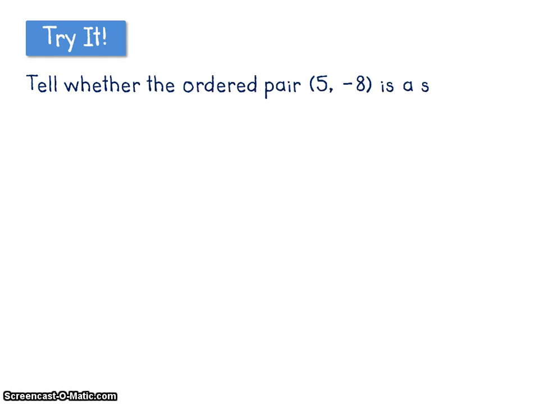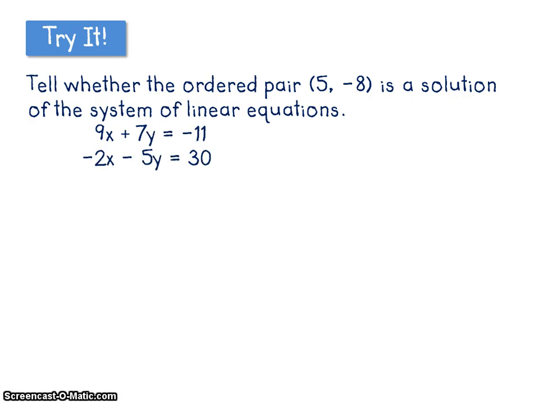Tell whether the ordered pair (5, negative 8) is a solution of the system of linear equations. So 9x plus 7y equals negative 11, and negative 2x minus 5y equals 30. Try this one on your own. Use the guided practice example that we just did together to refer back to if you're getting stuck. At this point, you can pause the video, and when you're ready to check your answer, you can press play.